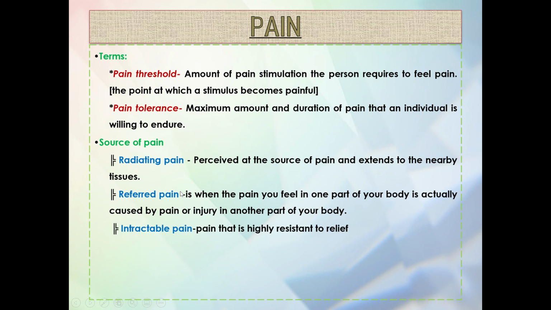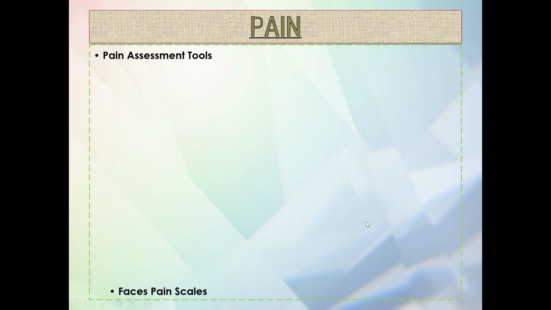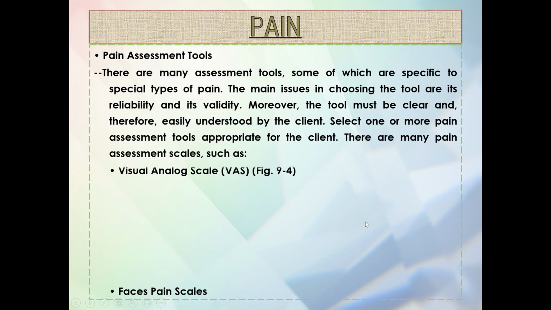And then intractable pain, pain that is highly resistant to relief. And then phantom pain, painful perception perceived in a missing body part or in a body part paralyzed from a spinal cord injury. So these are the sources of pain. Now, we have pain assessment tools.